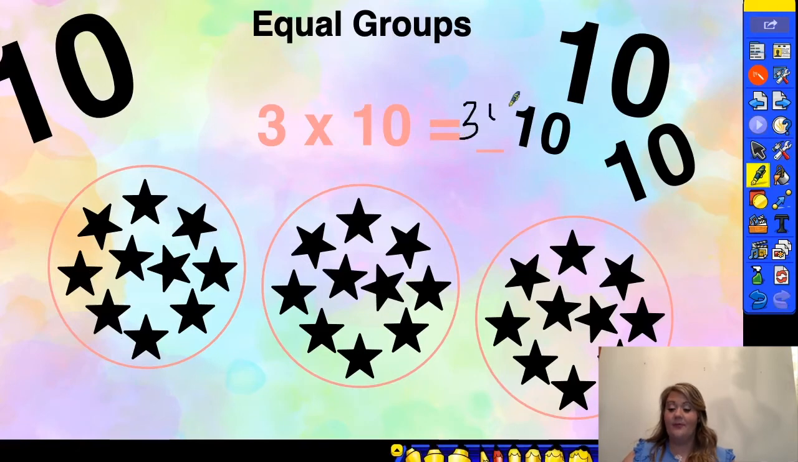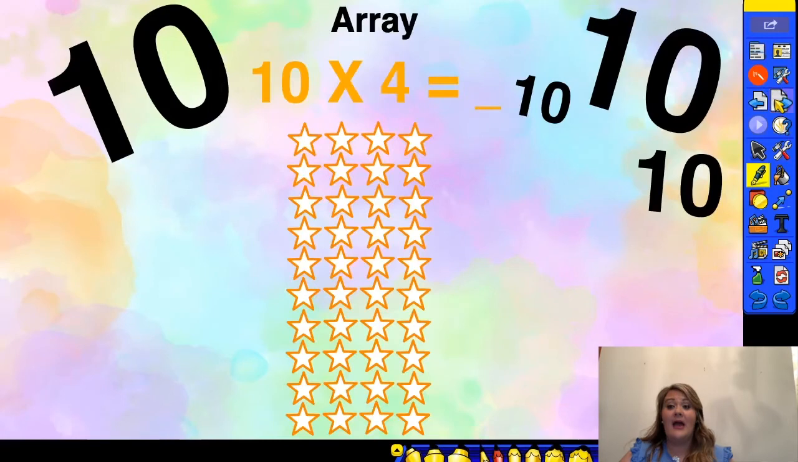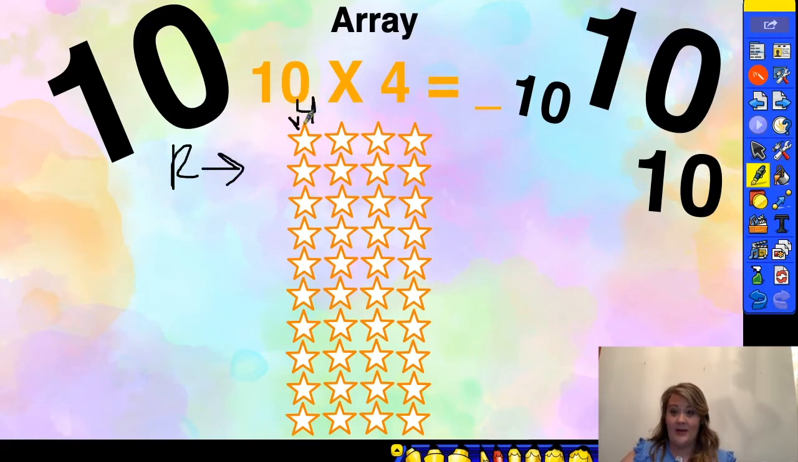The next problem is 10 times 4, and we can do this as an array. We have rows and columns. Rows go side to side, columns go up and down. So I have 10 groups of 4. So I have 10 rows and 4 columns. And once again, I'm going to count by tens. So we have 10, 20, 30, 40. So 10 times 4 equals 40.